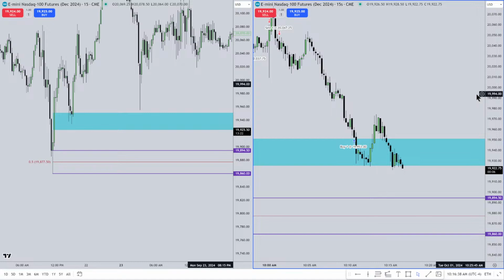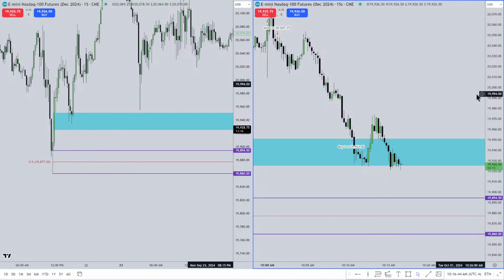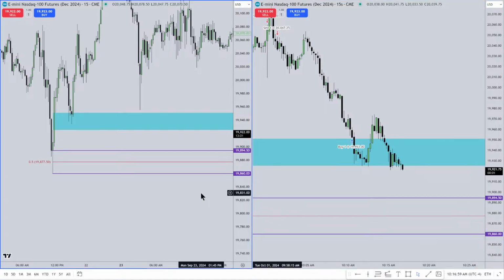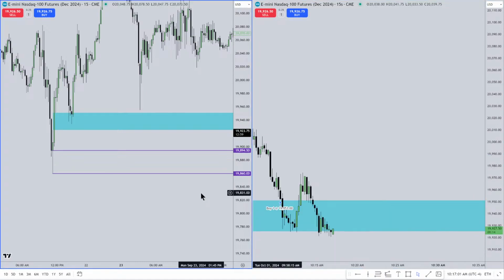Okay, and all I just did was write down on my notepad these individual levels with shorthand notes of what they are. Rejection block, 19,894.5. Consequent encroachment, 19,877.5. And 15-minute low, 19,860 even. Okay? And then we can go back and add all this stuff back on here again.